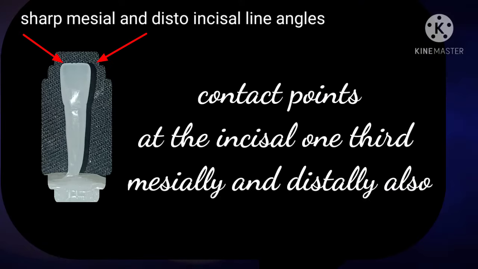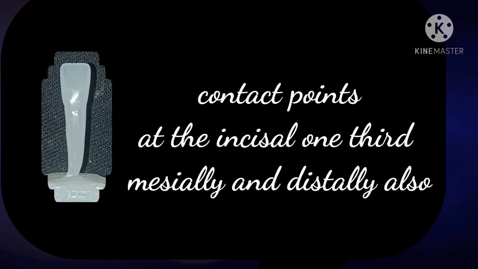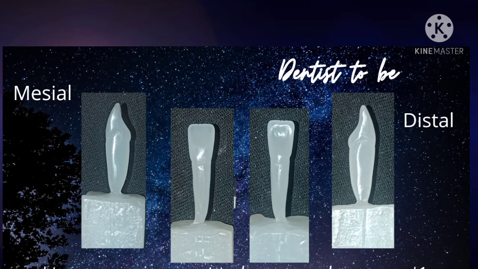Because of the sharp mesio-incisal and disto-incisal line angles, the contact points for the mandibular central incisor lie at the incisal third, both mesially and distally. This is our final result. You can see the mesial surface, labial, lingual and distal surfaces respectively.